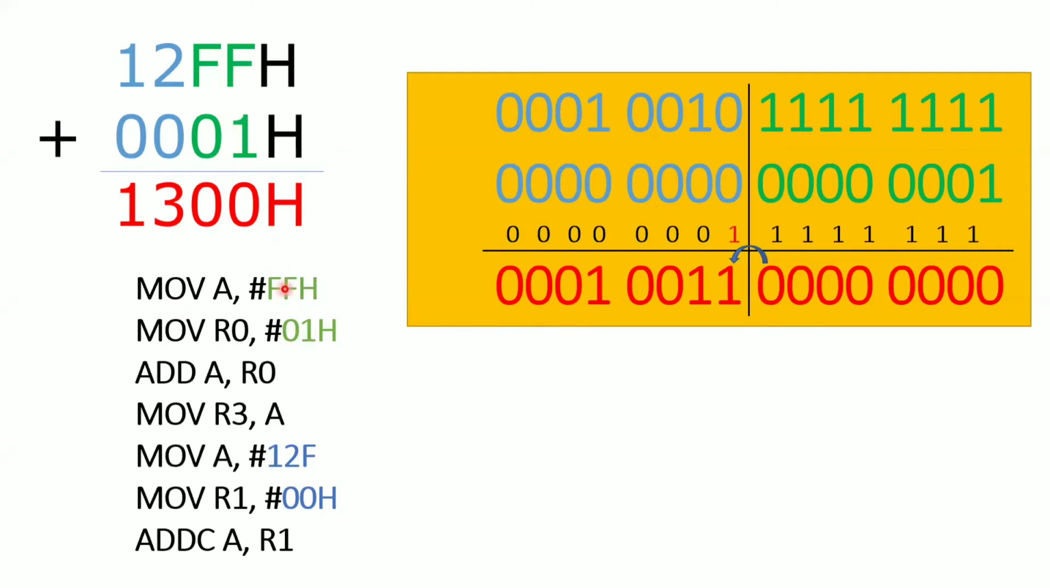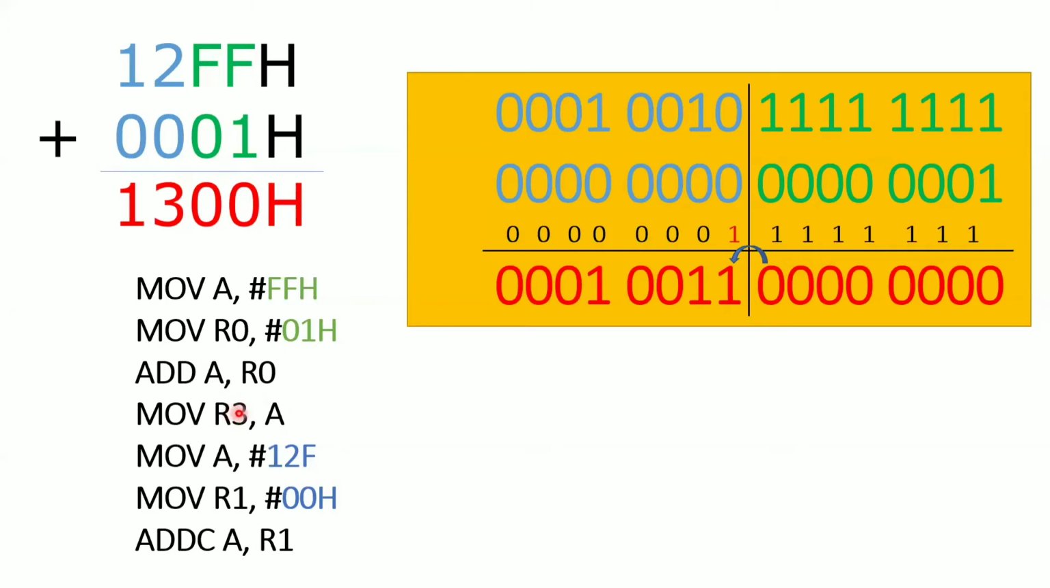You know that. Now I am moving FFH into the A register and 01 into your R0 register. Perform this addition. After performing the addition, the result is stored inside A. What is the result here? These are 8 zeros. Those 8 zeros are stored in A, and that A value is moved into the R3 register. Now R3 consists of 8 zeros.